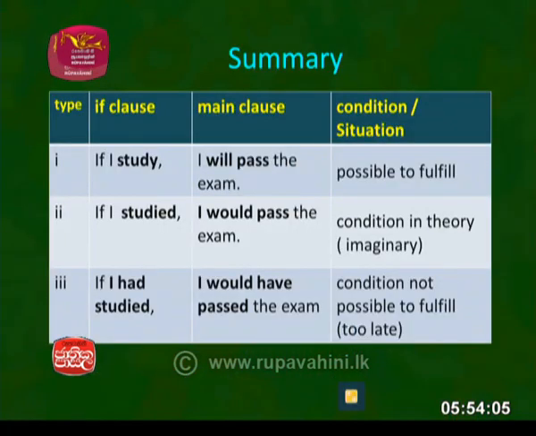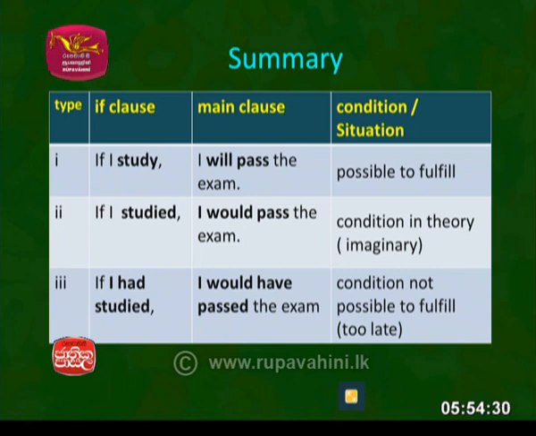In today's lessons we were talking about three conditional types, type 1, 2 and 3. So this is the final summary, where in type 1 we always talk about possible things to fulfill. It's very possible, right? Possibility is there if the condition is fulfilled. Number two, we call it a condition in theory, or imaginary, or a hypothetical situation where it's not possible because it's imaginary.